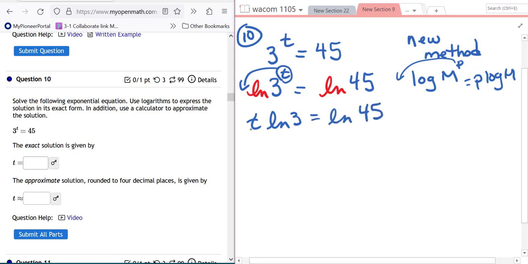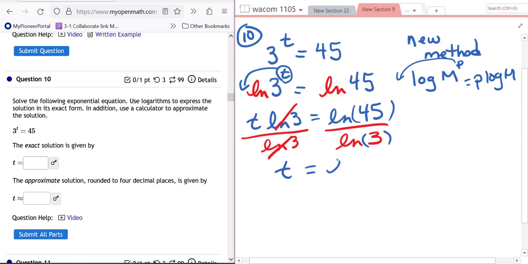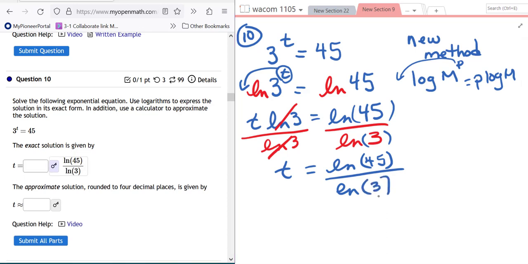And now you're just going to isolate t. This natural log of 3 is just some number, so we can divide by it on both sides. Now, don't try to do any math between the 45 and the 3. You're not allowed, and I really should have the parentheses on there. This is the exact answer. And then they want us to approximate it.